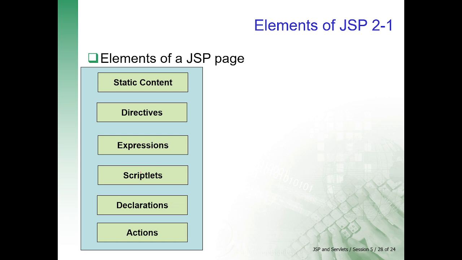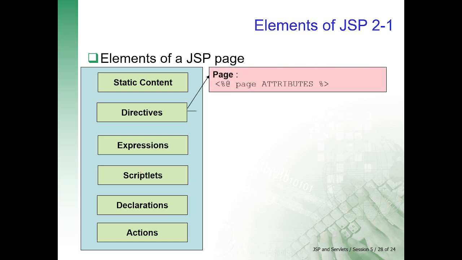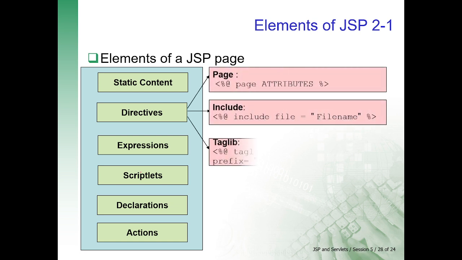Next, we have directives. When I talk about directives, these are page directives, include directives, and taglibs. The page directive means you are specifying which language you are using, which version you are using, and which Java. These are all JSP tags, and directives will have the at-the-rate symbol.